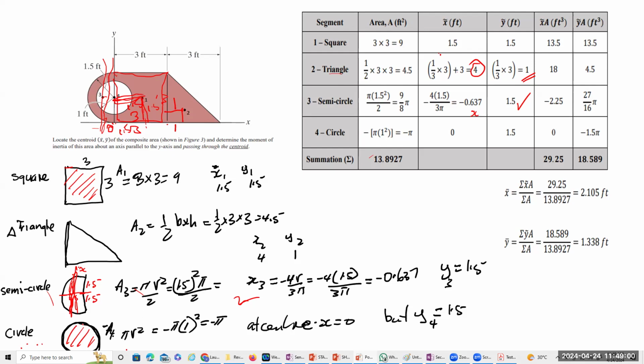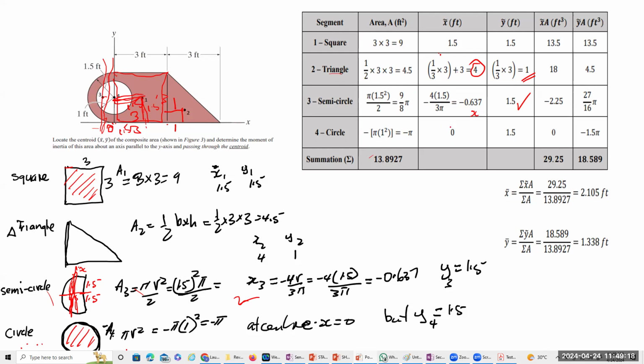All right, what about the circle? The circle has a negative area, so that's the only reason why I have a negative there. The circle here now has a negative area, right? What is its center? Its center for the circle, for the x distance, is going to be 0.